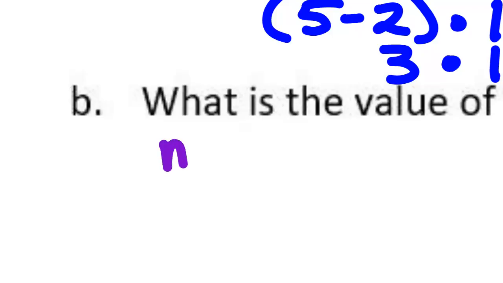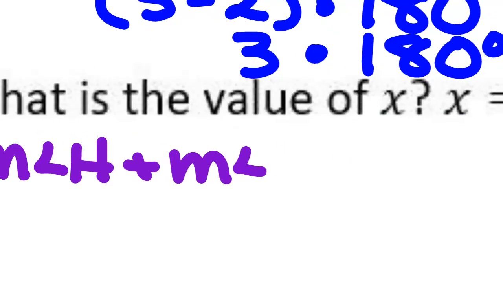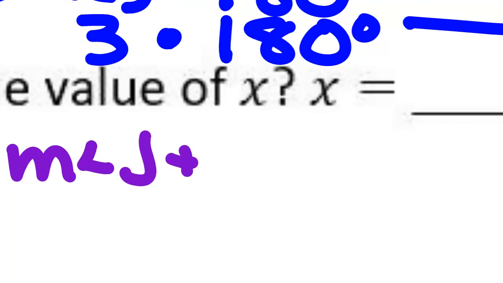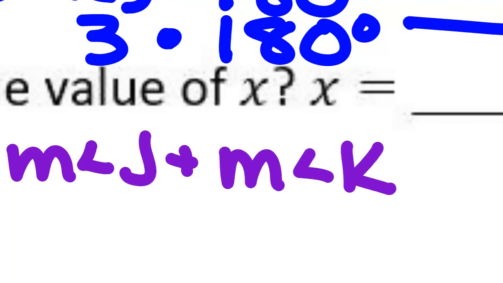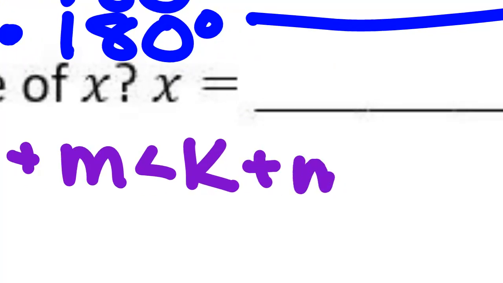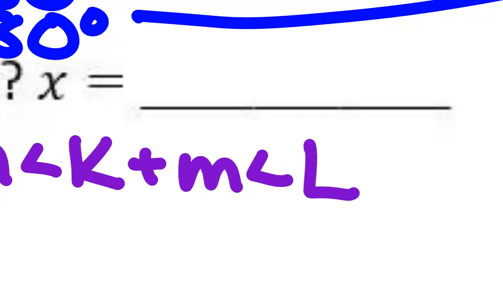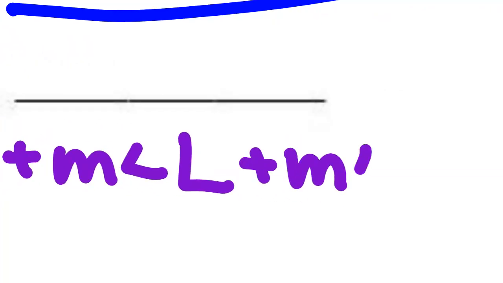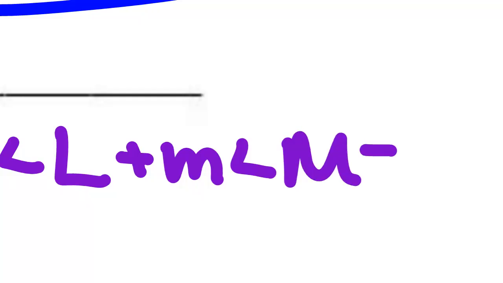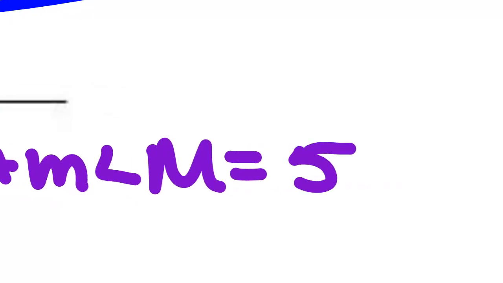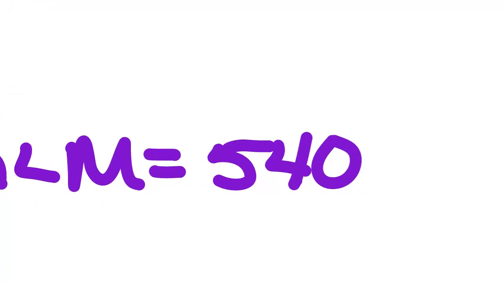540, yes. So the measure of angle H plus the measure of angle J plus the measure of angle K plus the measure of angle L plus the measure of angle M equals, in this case, 540 degrees because we have a five-sided figure.